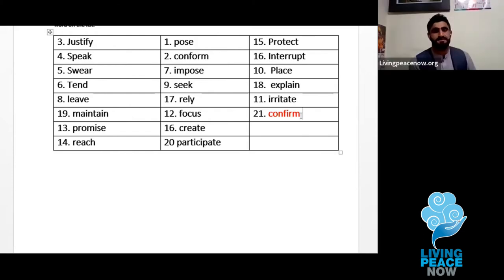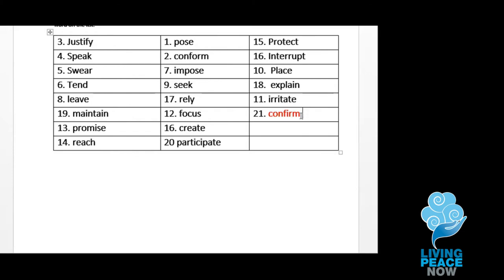Do you have any definition for this word? Yeah, go on. To tell someone that something has definitely happened or is going to happen, to make something definite or official, to make something stronger or more certain, to cause someone to believe something more strongly, to state or show that something is true or correct.